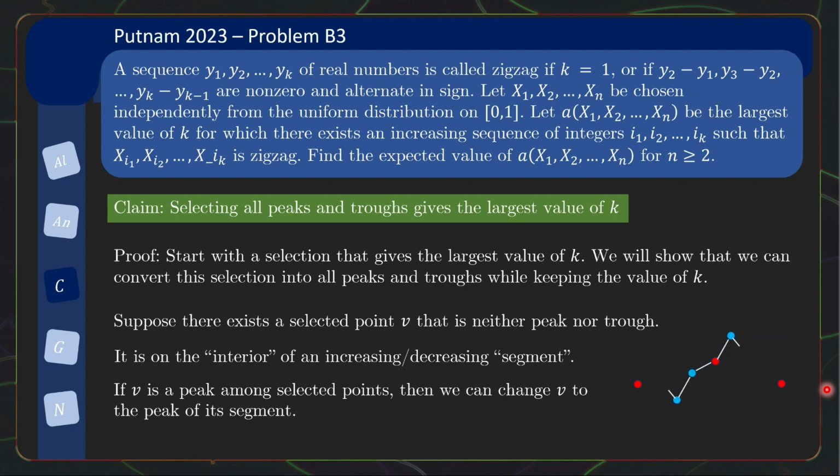And what this argument shows is that my selected point, which was neither a peak nor a trough to begin with, is converted to a peak or a trough.